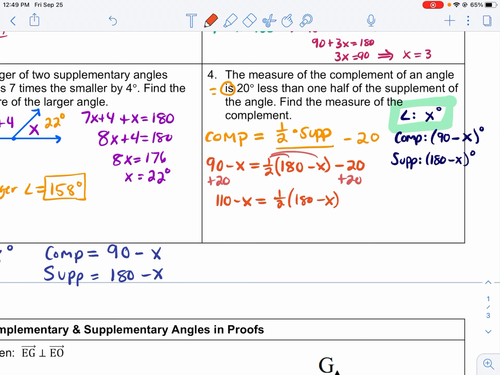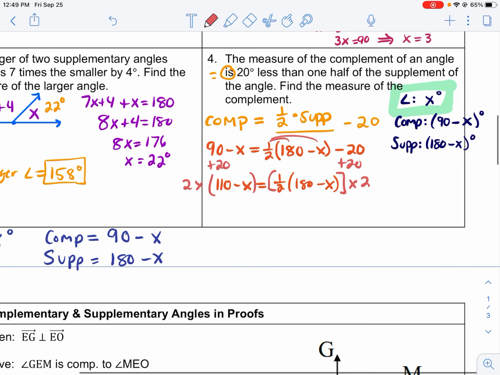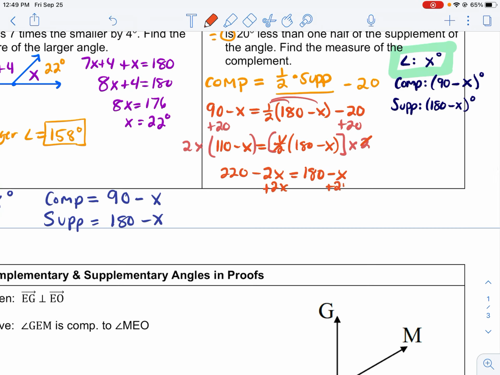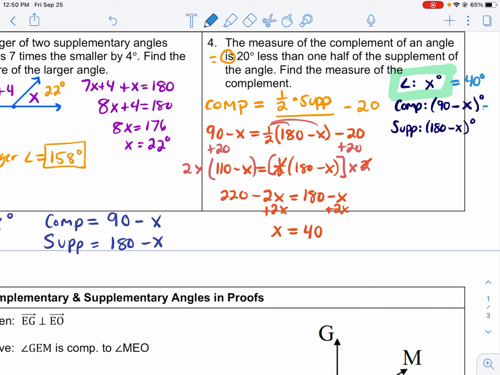So now what I'm going to do, just by preference, is multiply by 2 on both sides to get rid of this 1/2. What that does when we distribute it is it gives us 220 minus 2x equals, now the half is gone, 180 minus x. So then I'm going to add over the 2x and subtract the 180, and that gives me x is equal to 40. So, okay, that means, working this out, going back up to our problem, that our angle is 40 degrees. That would make the complement 50 degrees, and then that would make our supplement 180 minus 40, that would make it 140 degrees.